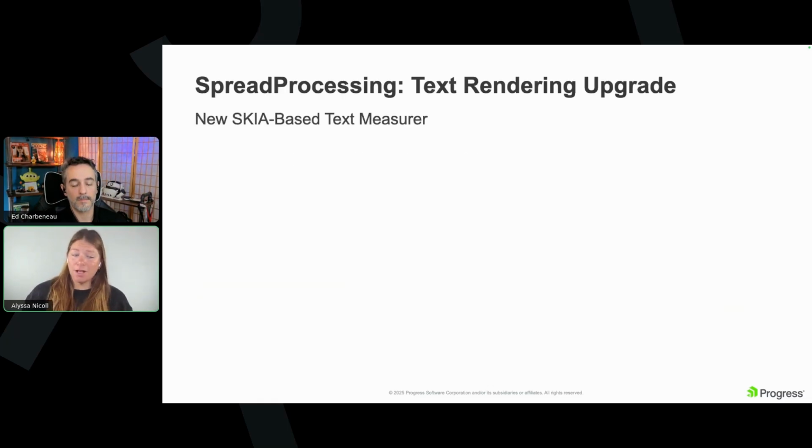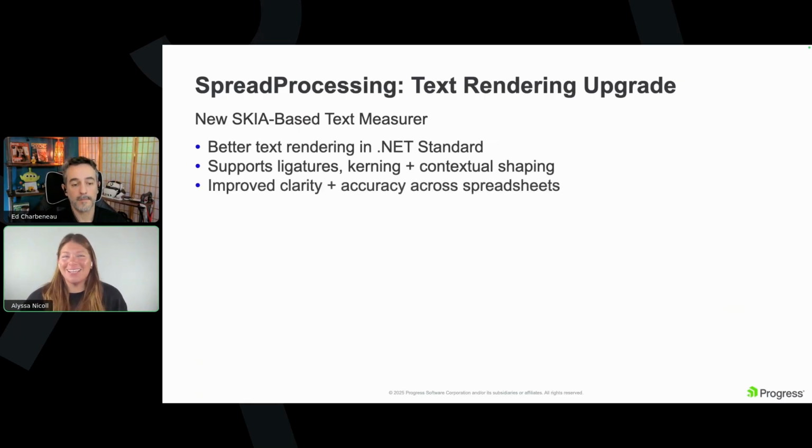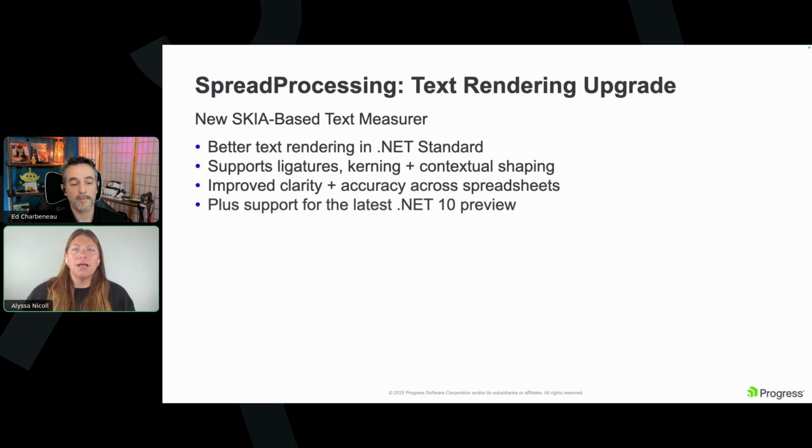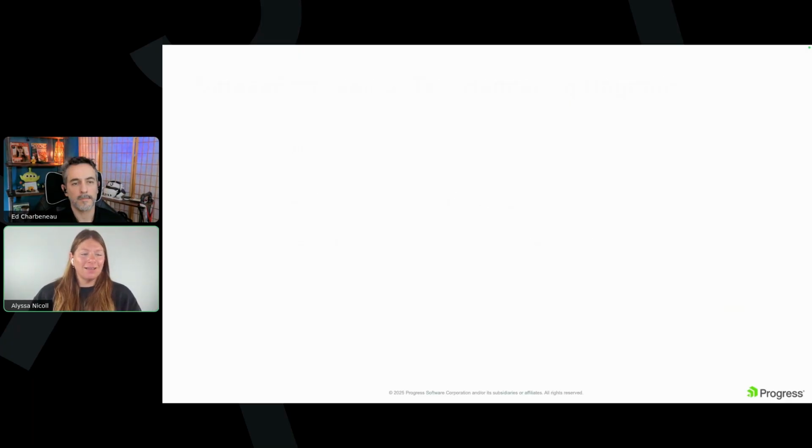Next, we're going to talk a little bit about spread processing. Spread processing is a very hard word to say without stuttering. Got a new SKIA-based text measure for .NET standards, clear text ligatures, kerning, shaping, the whole package. And we added support for, of course, the latest .NET 10 preview. Spread processing also added per thread culture and the new SKIA text measure, which I think we mentioned that. Yes, there it is in the text. Perfect.